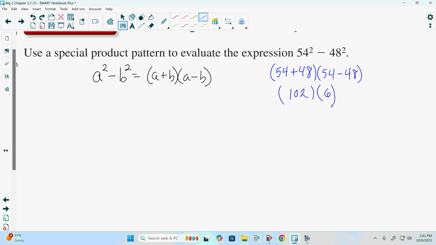54 plus 48 is going to be 102. 102 times 6 is 612. And that's it. We add the two numbers, we subtract the two numbers, and then multiply our results together. And we get our answer. Questions on this here? Are we ready for the next one?